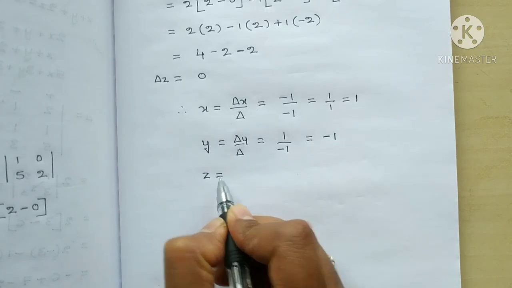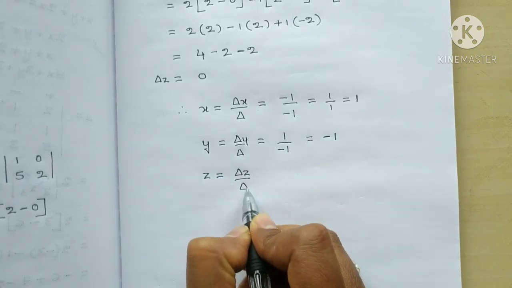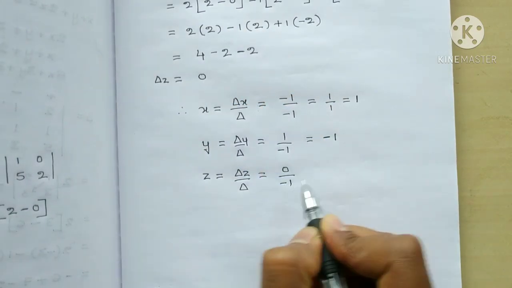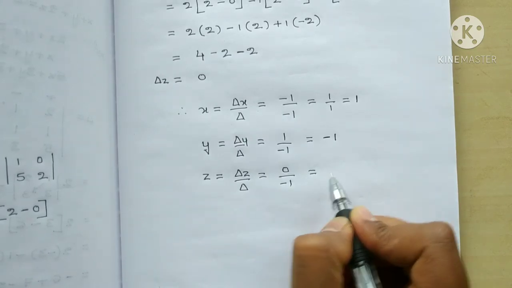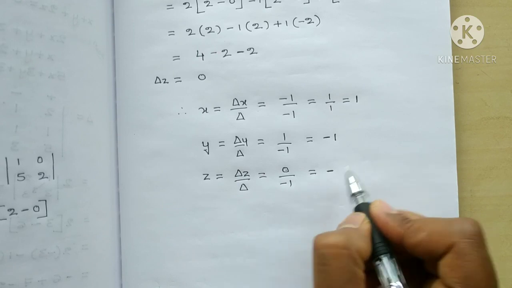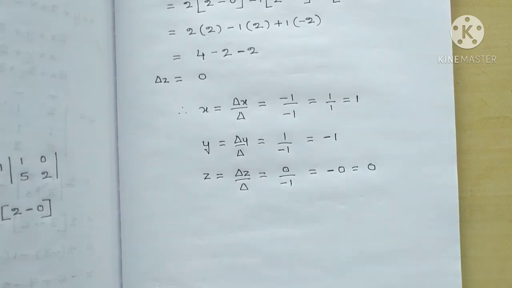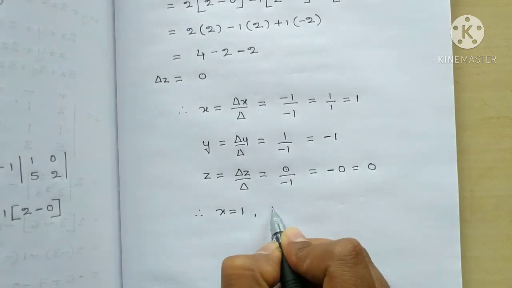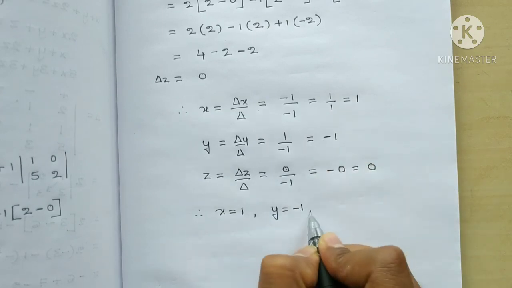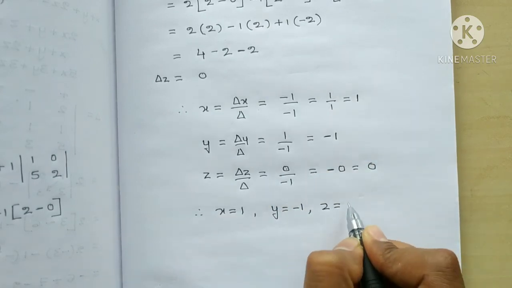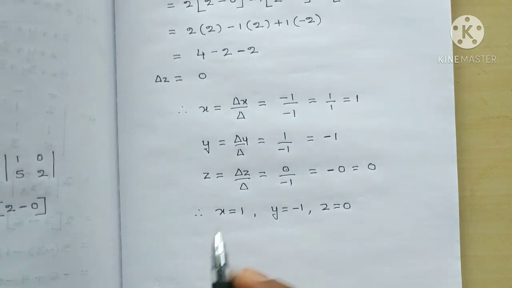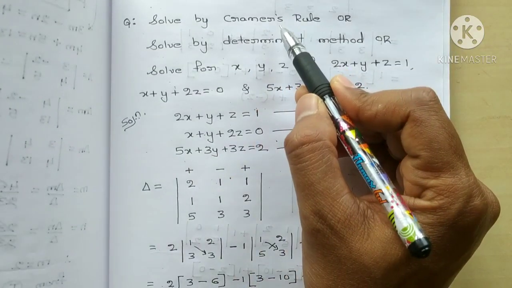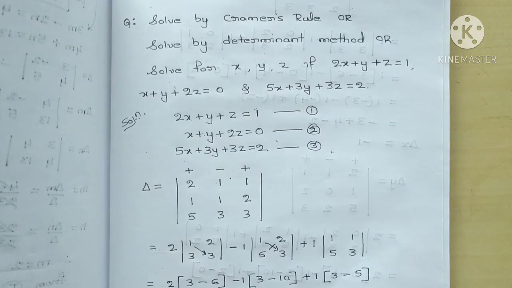So next, z value. Delta z divided by delta. Delta z is 0 divided by delta value is minus 1, is equals to plus divided by minus is minus, 0 divided by any value is 0. So answer goes to how much here? 0. Therefore, the value of x is how much? 1. The value of y is minus 1. Value of z goes to 0. So this is how you need to find out the value of x, y and z by using Cramer's rule or by using determinant method.